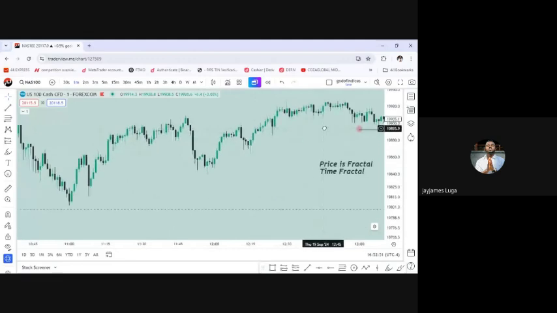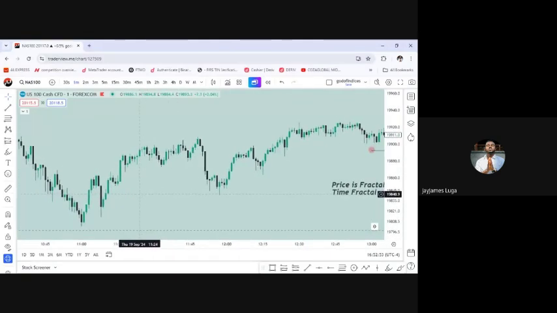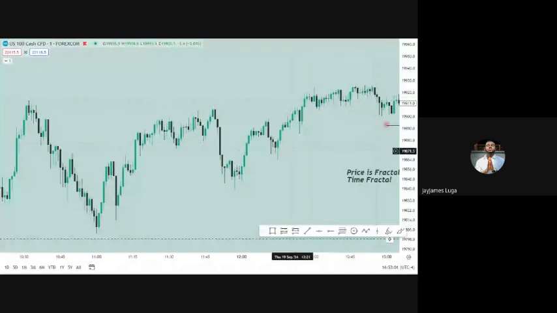Can you see that even on the 1 minute time frame, if I came to this chart right now, and let's say I put this chart on full screen, can you see my screen?